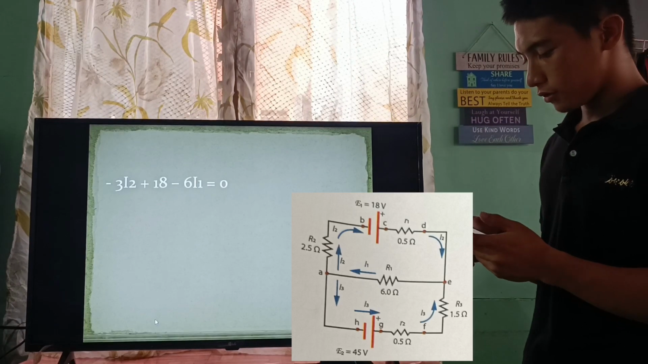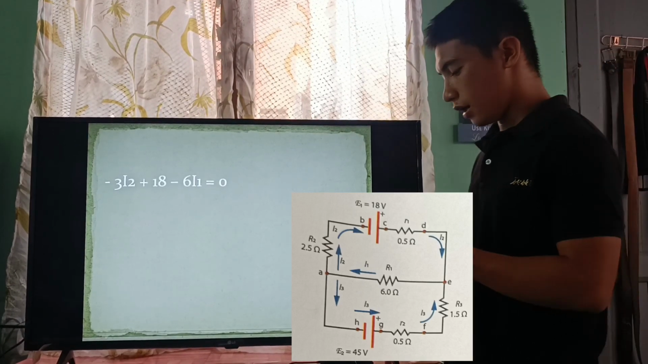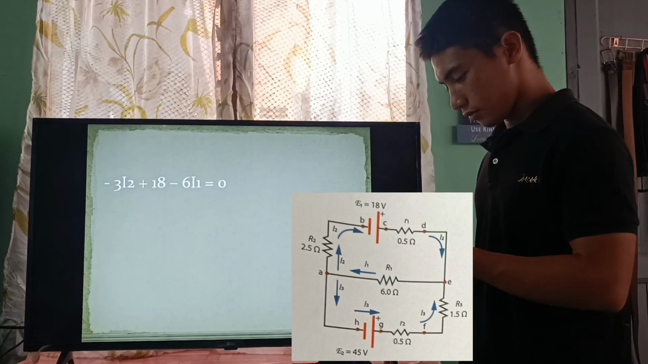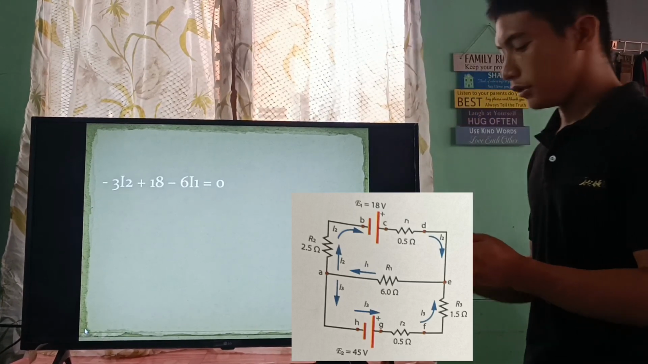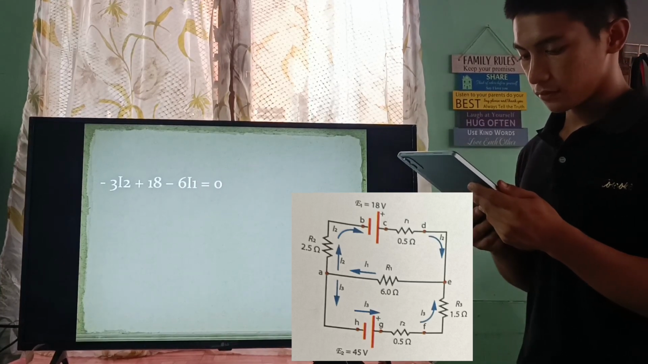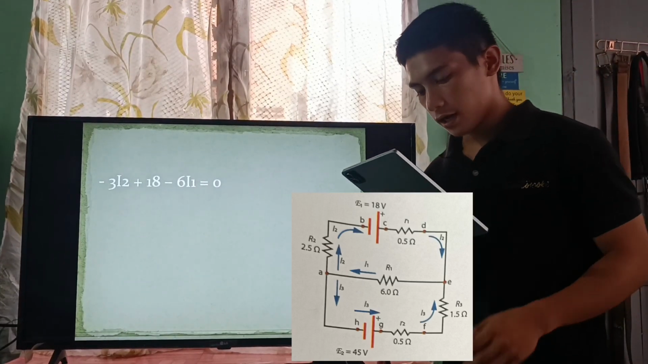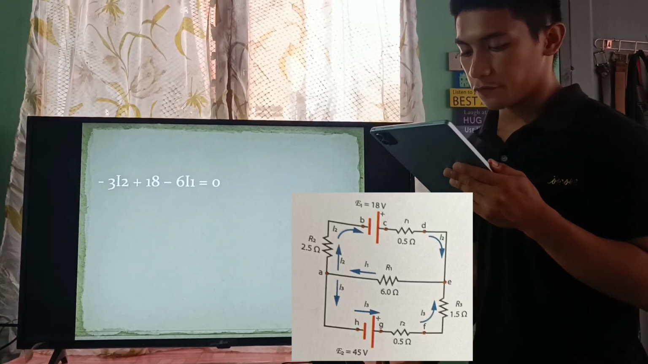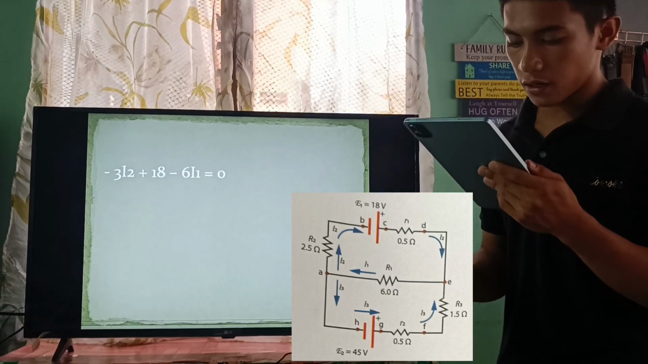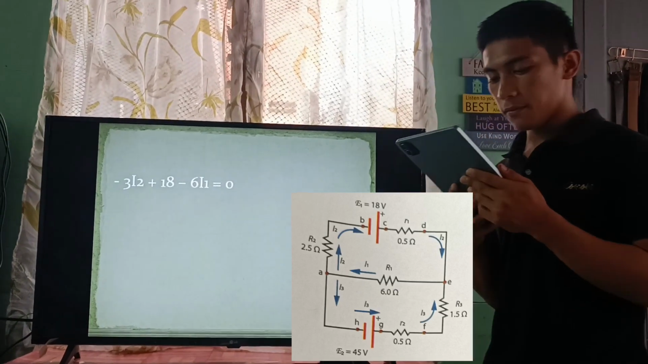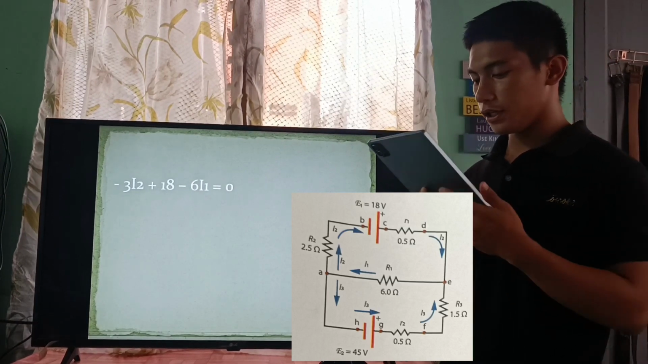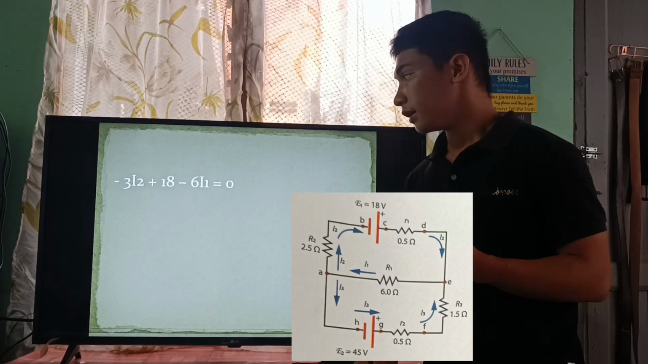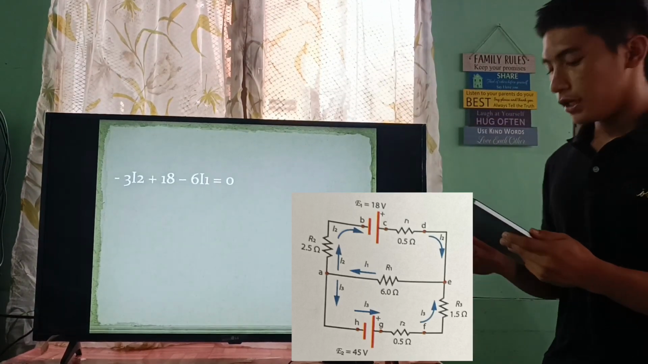Now we are going to substitute the values from the circuit diagram for the resistances and EMFs, and cancelling the ampere unit gives negative I2 plus 18 minus 6 I1 equals 0.